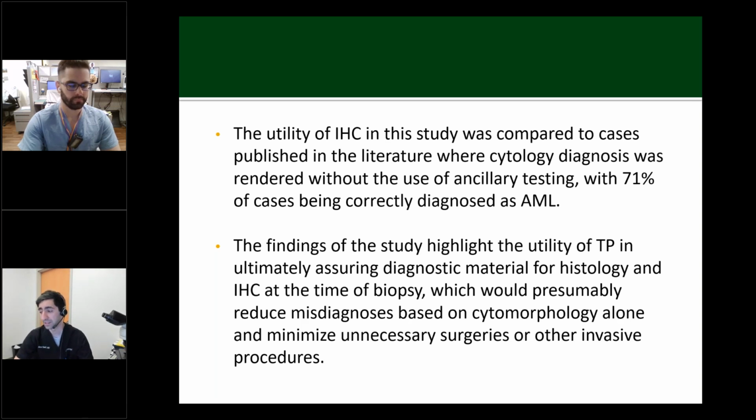While the small number of cases in this study, single center retrospective analysis, and verification bias are potential limitations, the findings highlight the utility of touch prep in ultimately assuring diagnostic material for histology and IHC at the time of biopsy. This would presumably reduce misdiagnosis based on cytomorphology alone and minimize unnecessary surgeries or other invasive procedures.